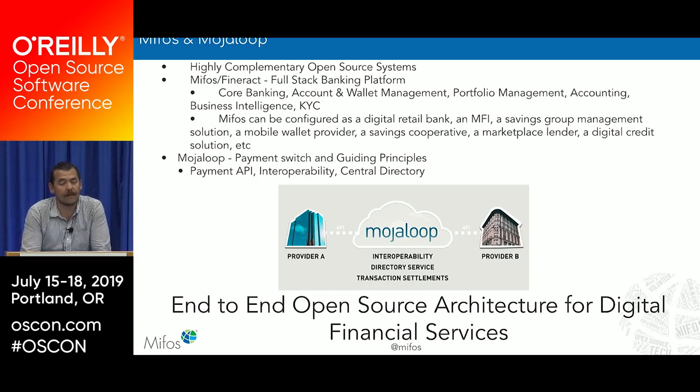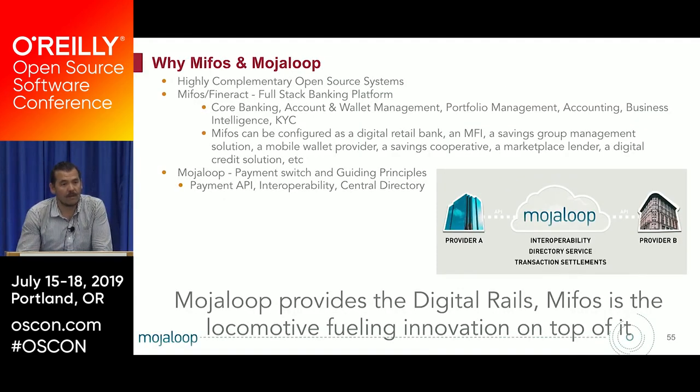And then I just wanted to lastly emphasize what we're working on with Mojaloop. So we're combining Mifos and Mojaloop to provide an end-to-end open source architecture for digital financial services. So the two open source projects are highly complementary. Mifos provides that open source account management layer, and then Mojaloop provides that interoperable set of digital rails that leverages mobile money or other financial systems. And collectively, you can provide innovative digital rails with Mifos providing that innovation engine.